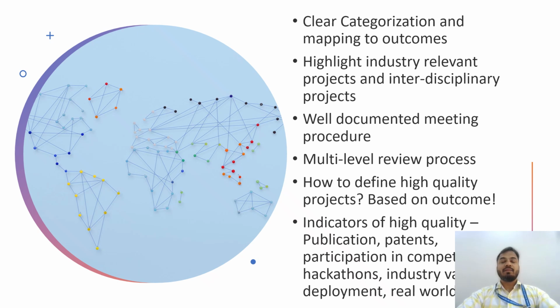So a well-documented meeting procedure, right from the start to the end, to the allocation of marks and how it is graded. All these meeting reviews, minutes of meetings, documentation processes, and SOPs have to be in place. So you will have a multi-level review process, say two reviews per semester or five reviews per year. It depends on the project review committee on what call they are going to take on the number of reviews. So all this review process has to be well documented.